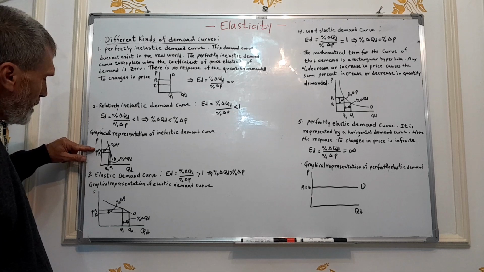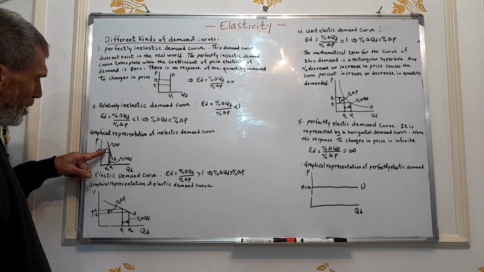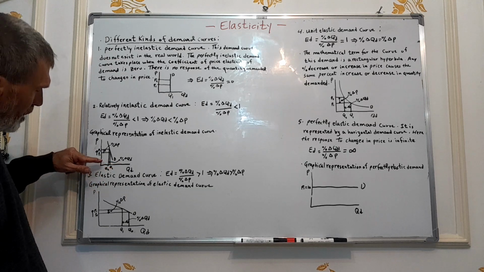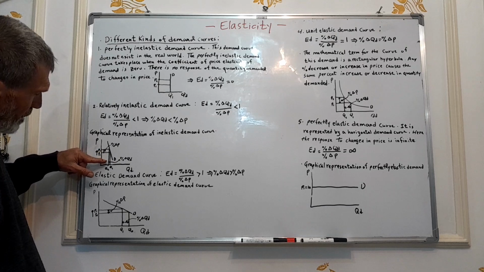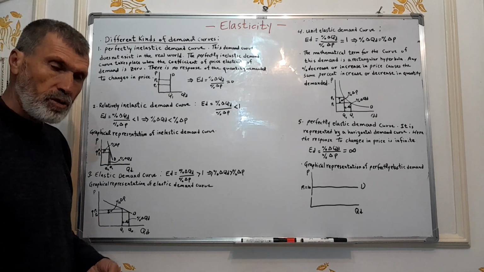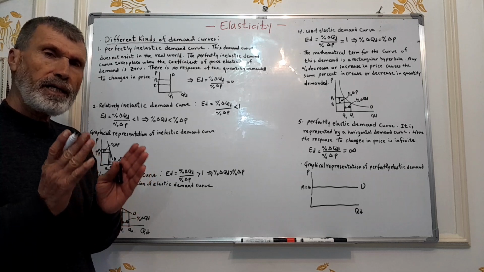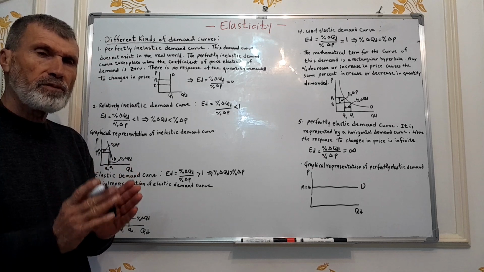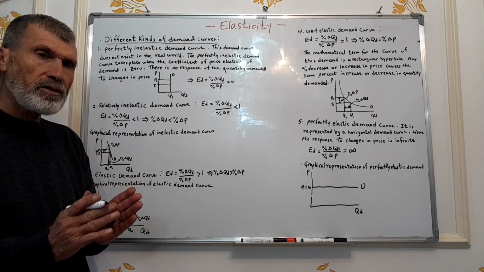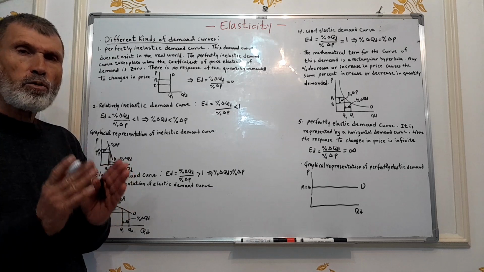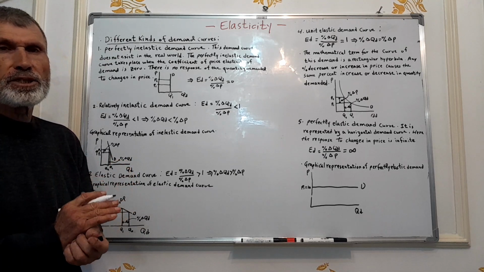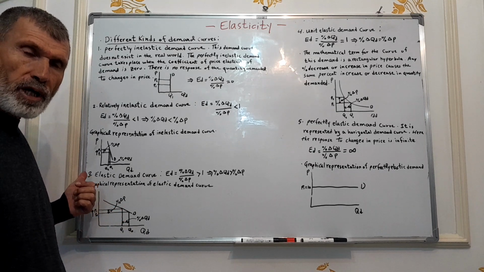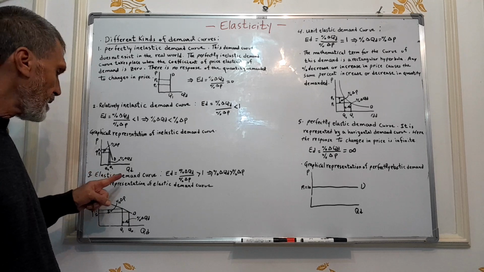The price increases. As you can see, the percentage change in the price is greater than the percentage change in the quantity demanded. This is the percentage change in the quantity demanded. It's less than the percentage change in the price. So when we have an inelastic demand curve, the coefficient of the price elasticity of demand is less than 1. Therefore, the percentage change in the quantity demanded is less than the percentage change in the price.